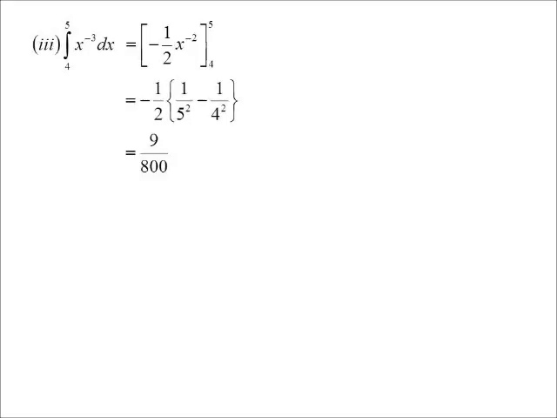x to the negative 3. Negative indices, doesn't matter. Add 1 to the power over the power, so negative 2. When I substitute in, I tend to get rid of the negative indices, because I think it's easier to substitute without them and get the number. So it's 1 over 5 squared minus 1 over a quarter squared. All right, let's play.